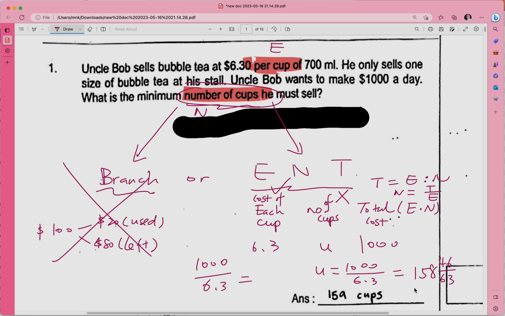So basically, if you sell 158 point something, then you can hit $1,000. But you cannot sell half a cup, right? So you need to make a full cup. Therefore, you need to round up. So 159. So that's how you decide when you use ENT. One example.